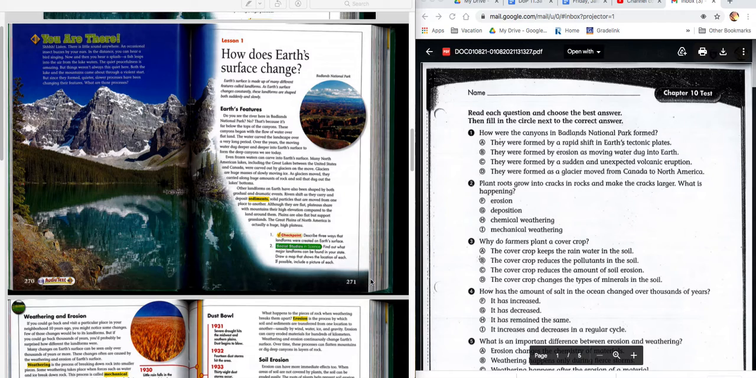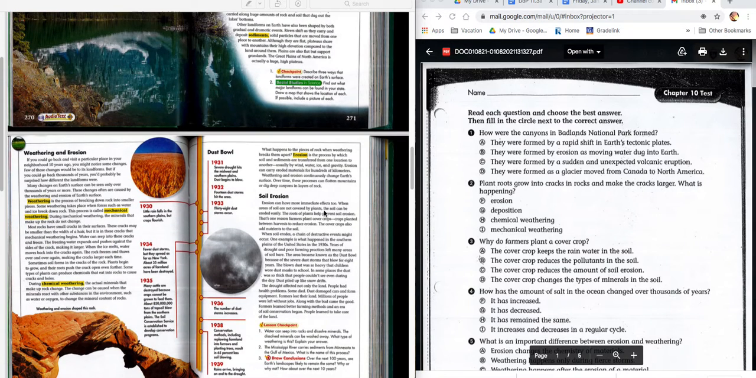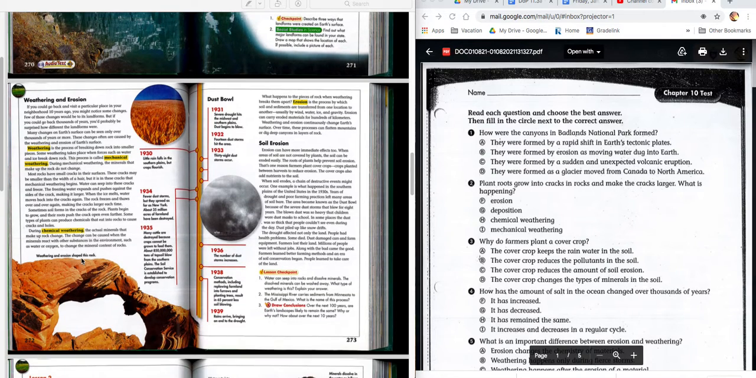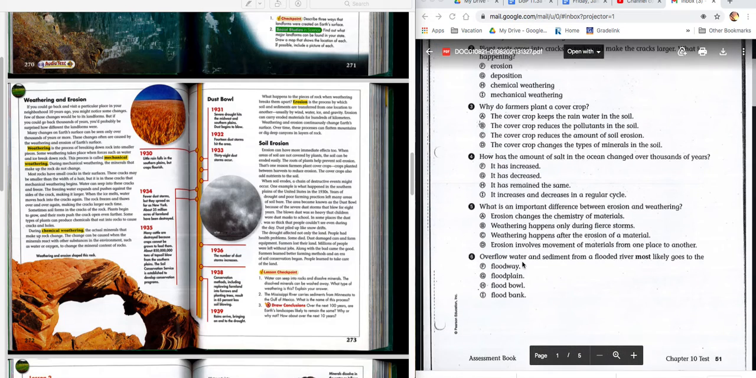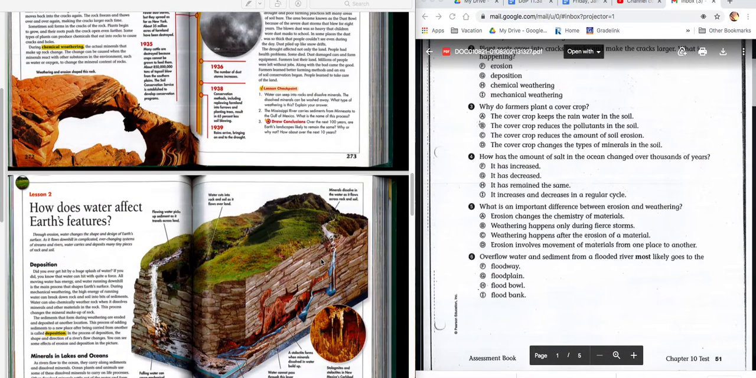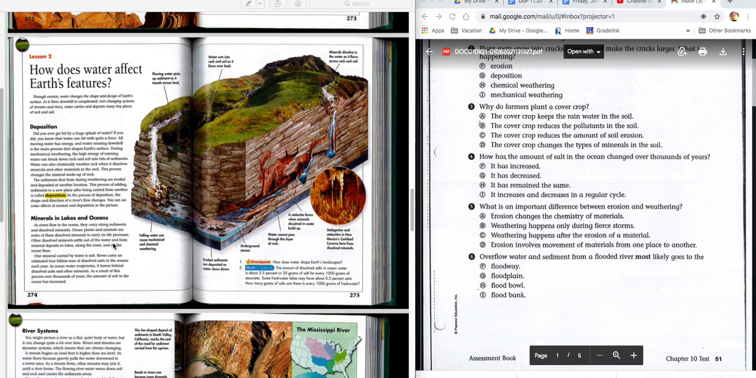So number one, the Badlands would be found on page 271, if you read there. Number two, roots that make cracks would be found over here on page 272. Why do farmers plant a cover crop? Over here on page 273. How has the salt in the ocean changed over the years? 274. What is an important difference between erosion and weathering?